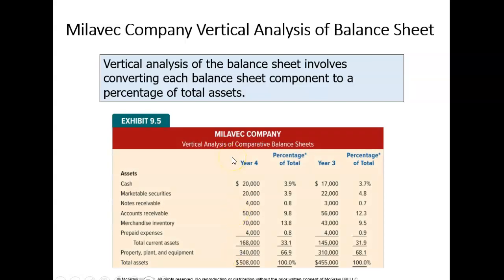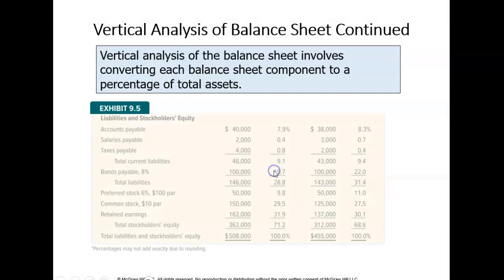Let's now look at the balance sheet. Notice that total assets is going to be our base number. You're showing each asset as a percentage of the total assets. So cash represents 3.9% of total assets, marketable securities 3.9%. So again, we're showing each asset as a percentage of the total assets in both year 3 as well as in year 4. And this is known as a vertical analysis.